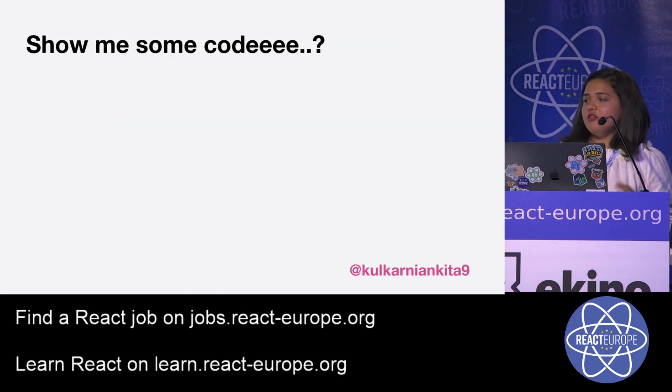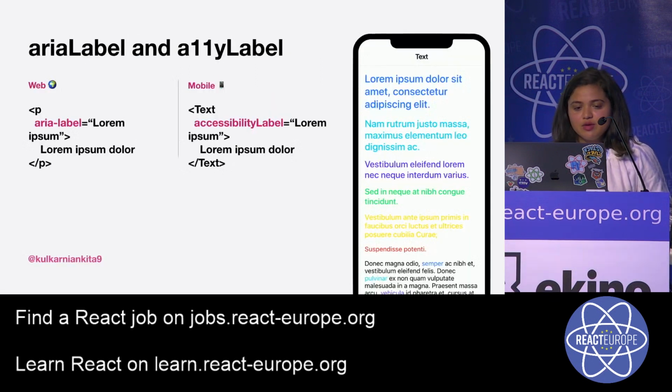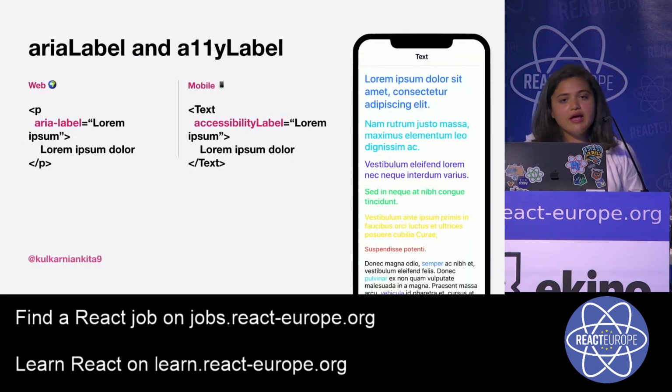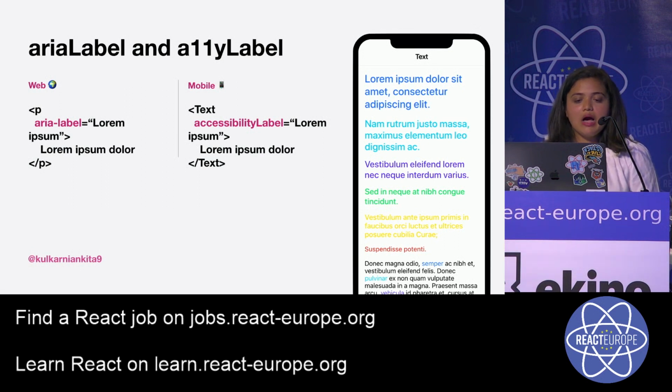And I know all of you are thinking, okay, now enough talk, show me some code. So let's get started with some code. So this is some example. On the left, I'm trying to draw comparisons between web and mobile. And this is some pseudocode in terms of what's on the web and what's on the mobile itself. So for example, on the web, there is ARIA label, whereas on the mobile, there's accessibility label. On the right-hand side, you will see that there's a phone, and there are different text elements. Whenever I'm trying to use any sort of text element, these are the labels I would add.